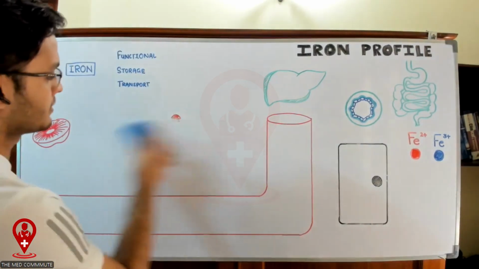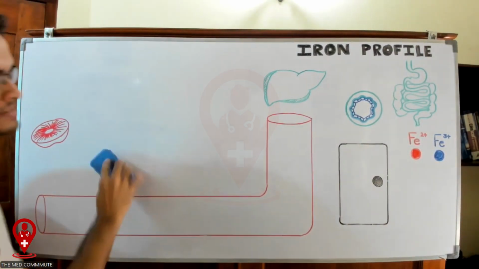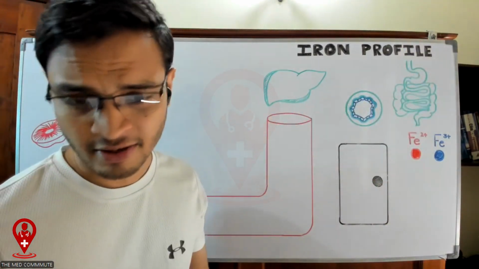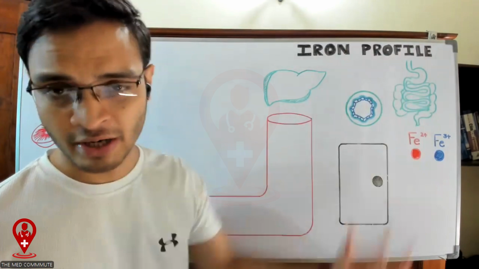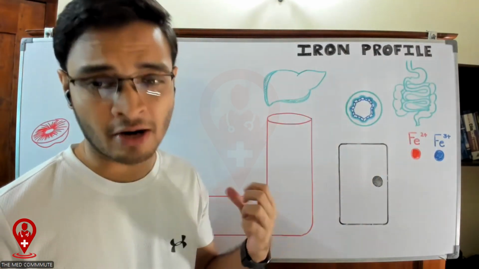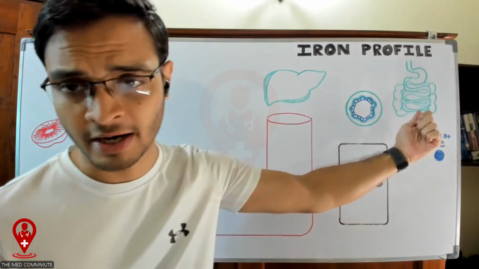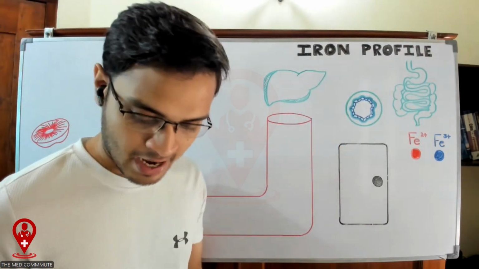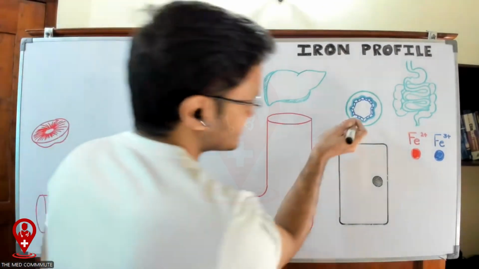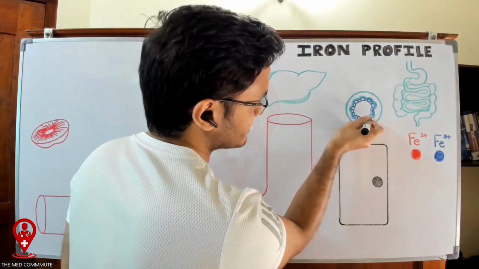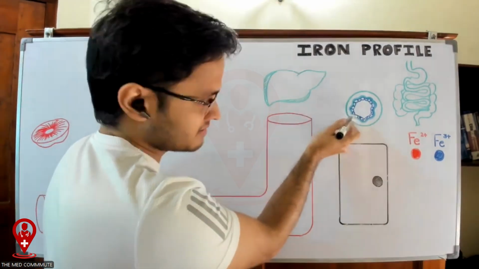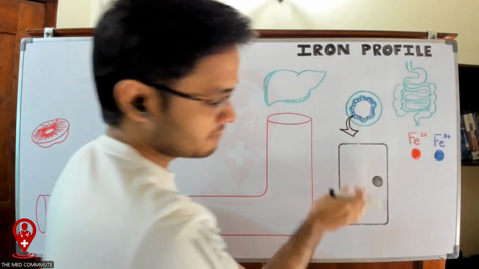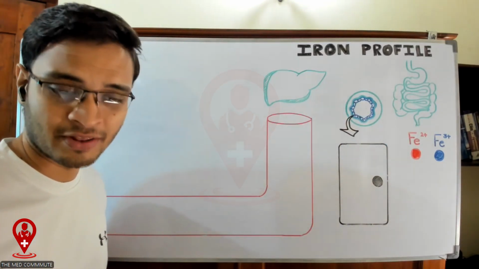So let me erase this. Okay, so let's start from the beginning, guys. Let's imagine there is some food coming in, and our GIT is going to start breaking it down, and eventually we are going to start absorbing. Now, iron is primarily absorbed in the duodenum. I've taken a cross section here of the duodenum, and you can see these small, tiny cells that I've drawn. We are going to take one of these cells and enlarge it. Okay, we've taken one of these duodenal epithelial cells.